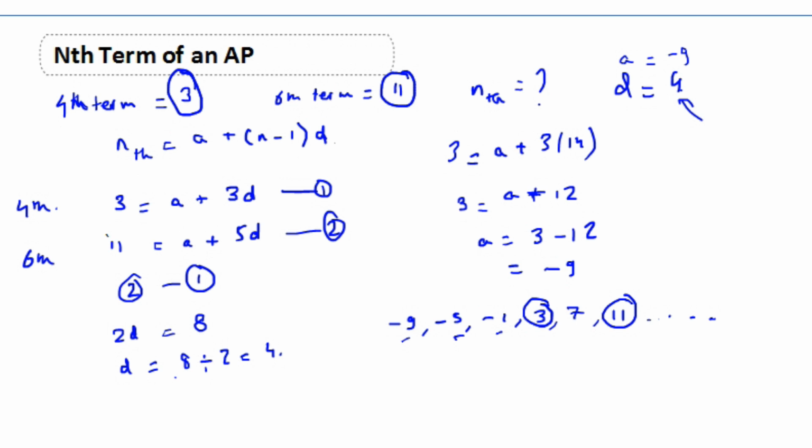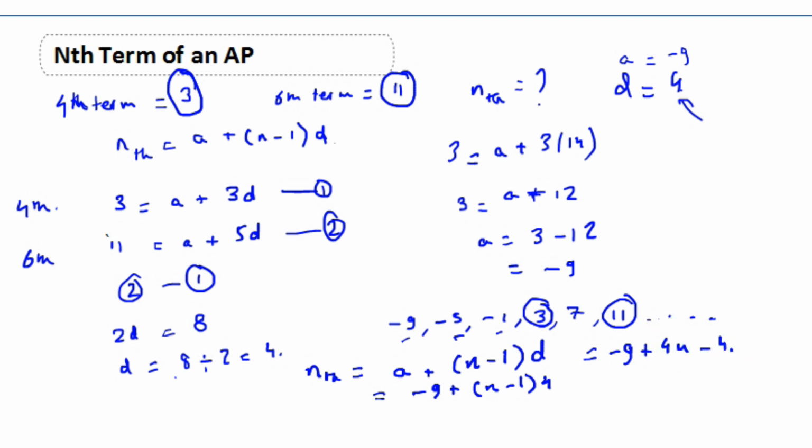So we have to find the nth term of this sequence. Now it's easy to find out. So nth term would be a plus n minus 1 times d. That will be the nth term, and since we have the values of a and d now, it will become negative 9 plus n minus 1 times 4. Since d is equal to 4, I'll simplify that and I get negative 9 plus 4n minus 4, or I can also write it as 4n minus 13. That's the general formula.